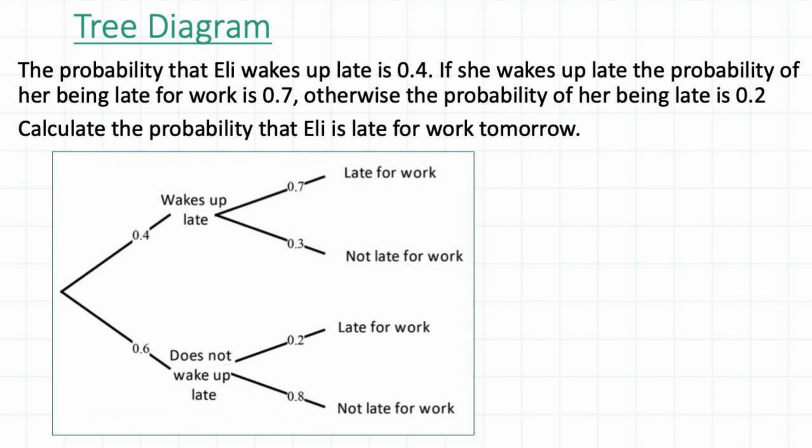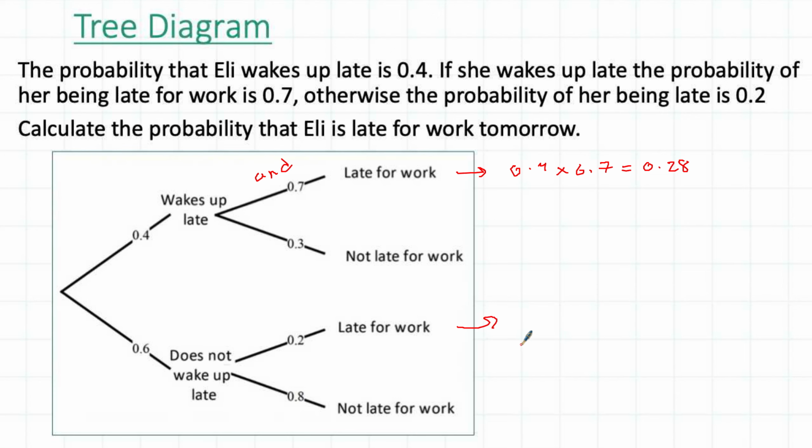So we've already calculated this. So being late to work, we've calculated this as 0.4 times 0.7, which is 0.28, because we're looking for "and", remember. So he wakes up late and is late to work. So that's what we're looking at.